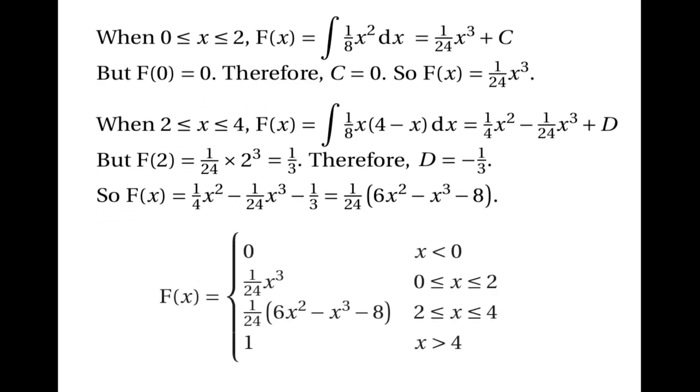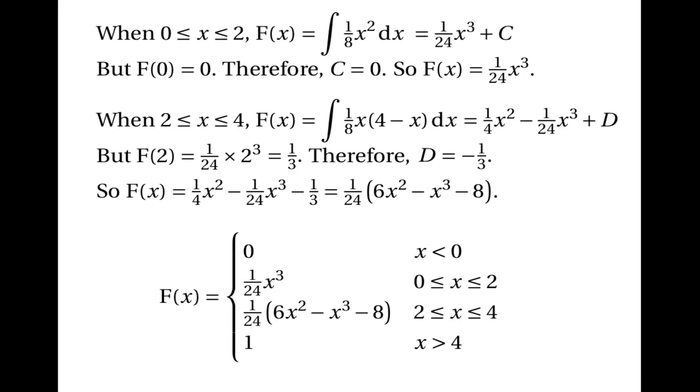Now we can say that f of x is the same function as we worked out earlier. It's 0 when x is less than 0, it's 1 when x is greater than 4, when x is between 0 and 2, it's 1 over 24 times x cubed, and when it's between 2 and 4, it's 1 over 24 times 6x squared minus x cubed minus 8. And that finishes the third method for converting a probability density function into a cumulative distribution function. You might want to think now about which method you would like to use to answer questions about this.